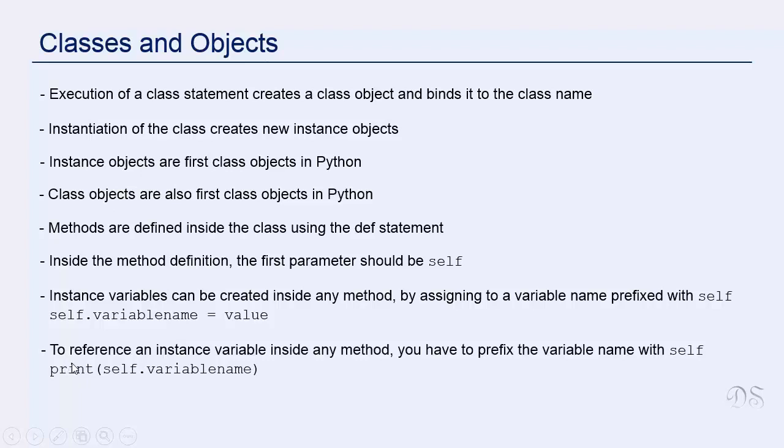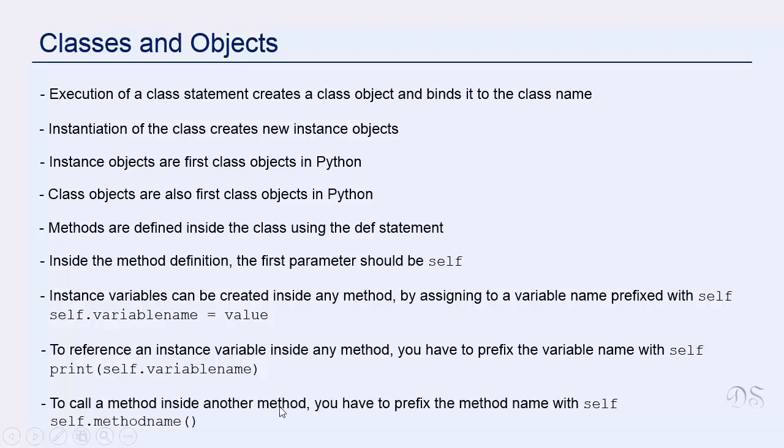To reference an instance variable inside any method, again you have to prefix the variable name with self. To call a method inside another method, you have to prefix the method name with self. So outside the class, we must use an instance object name in front of methods and instance variables. And inside the class, we must use self in front of the methods and instance variables.